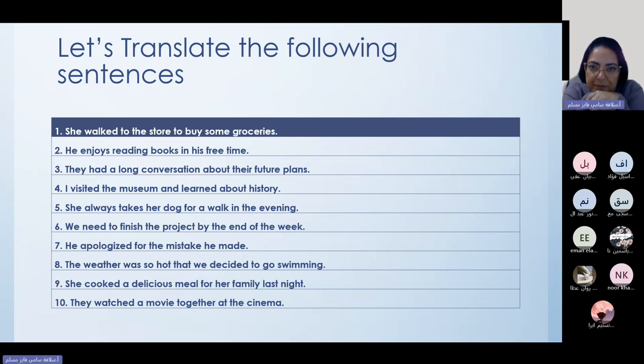Give me the English first. He enjoys reading books in his free time. Okay, so what's the Arabic?